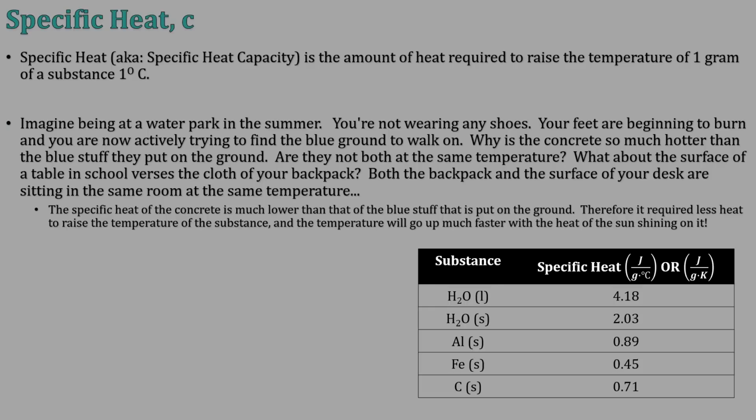In order to be able to measure a change in heat, we have to know the specific heat of a substance. The specific heat, or the specific heat capacity, is the amount of heat required to raise the temperature of 1 gram of a substance 1 degree Celsius.